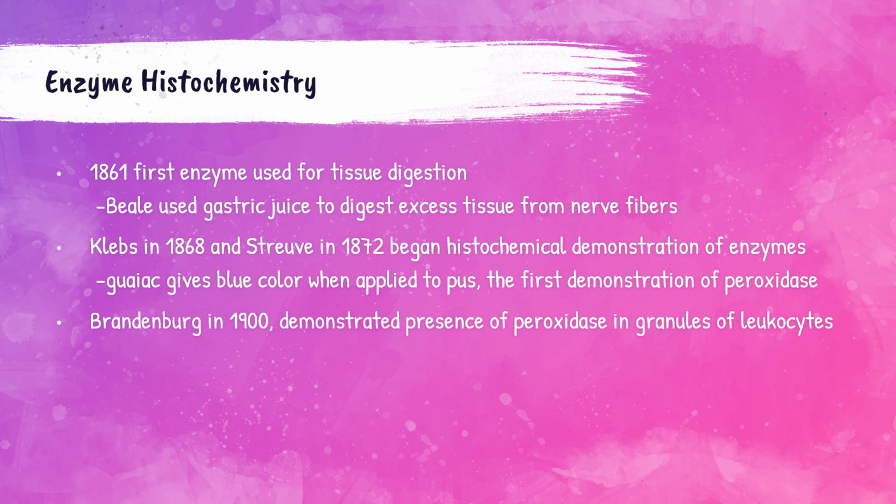Guaiac is a resin that comes from a specific species of trees, and peroxidase is an enzyme that breaks down peroxide. In 1900, Brandenburg demonstrated the presence of peroxidase in the granules of leukocytes, and leukocytes are white blood cells, and some, specifically granulocytes, contain granules.